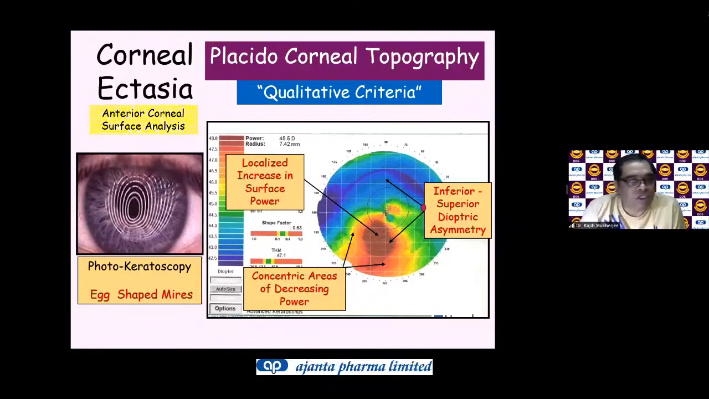So what are the qualitative criteria we follow to diagnose these cases when we are trying to pick them up on placido corneal topography? As soon as we see the mires, they are egged up. You can see the oblong mires. These are a classical sign of corneal ectasia. There will be a localized area of power with concentric areas of decreasing power all around, and an inferior and superior dioptric asymmetry. By that I mean the superior area is blue, which is a flatter area, and the inferior area is red or orange or yellow, which indicates a steeper zone. So there's an inferior and superior dioptric asymmetry.